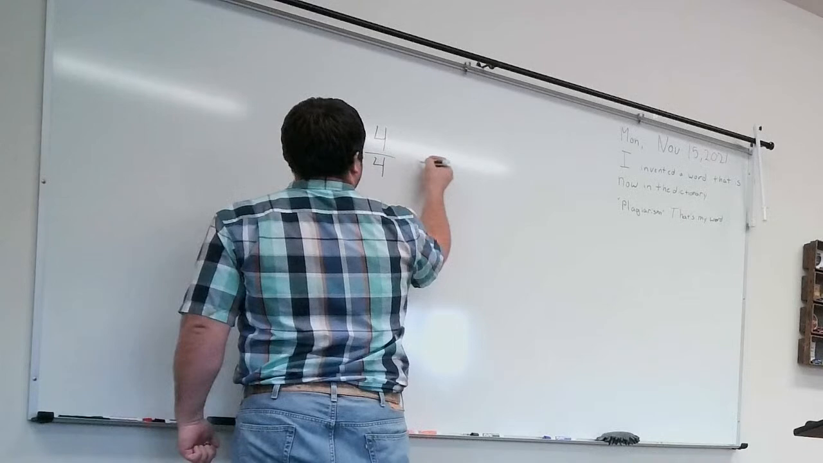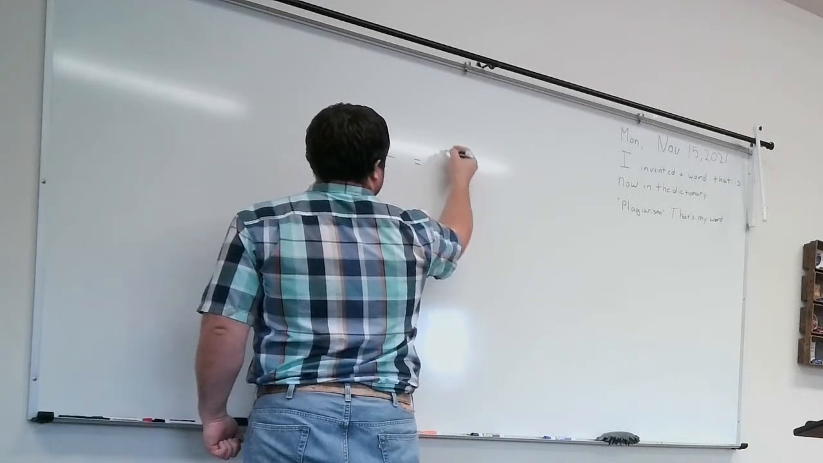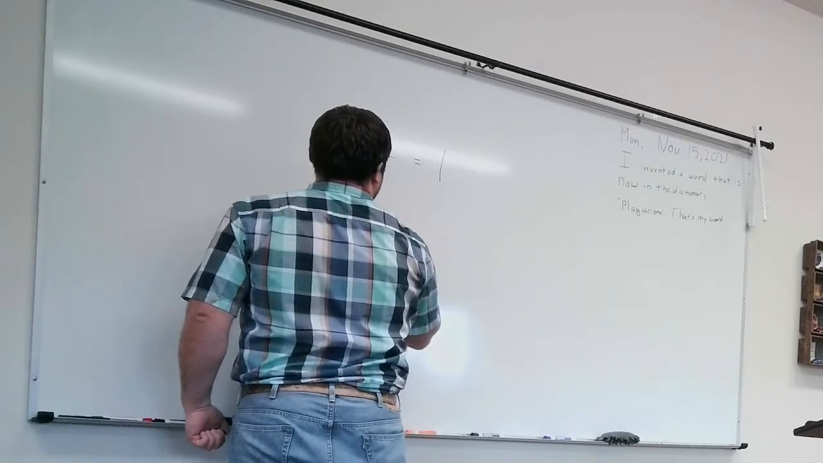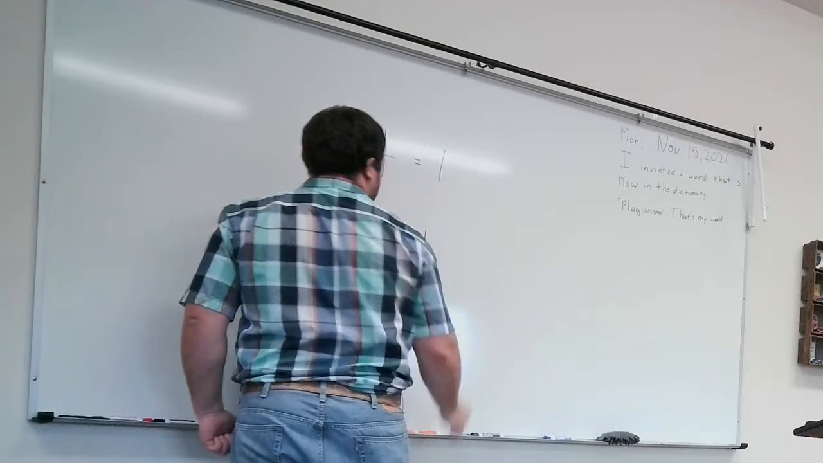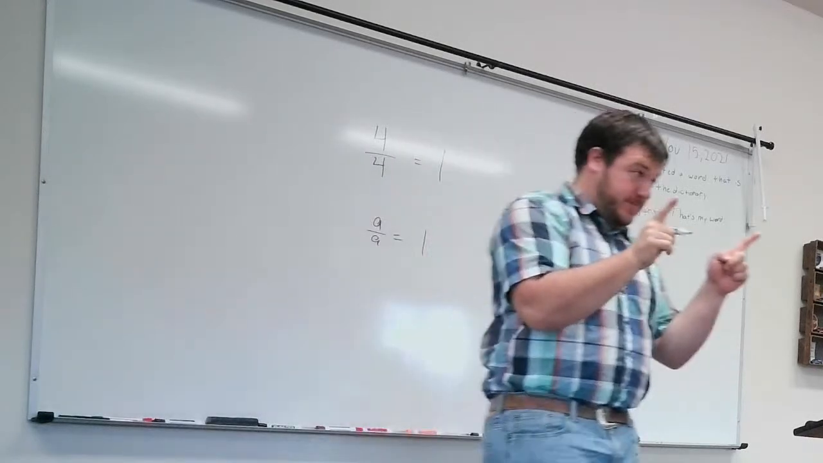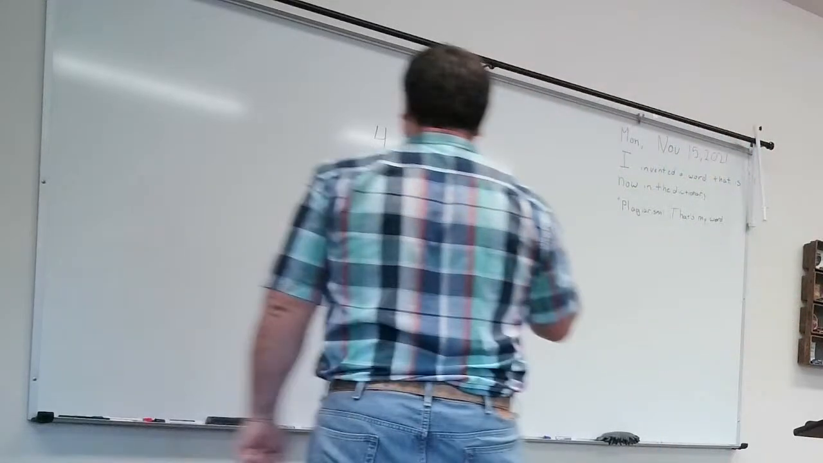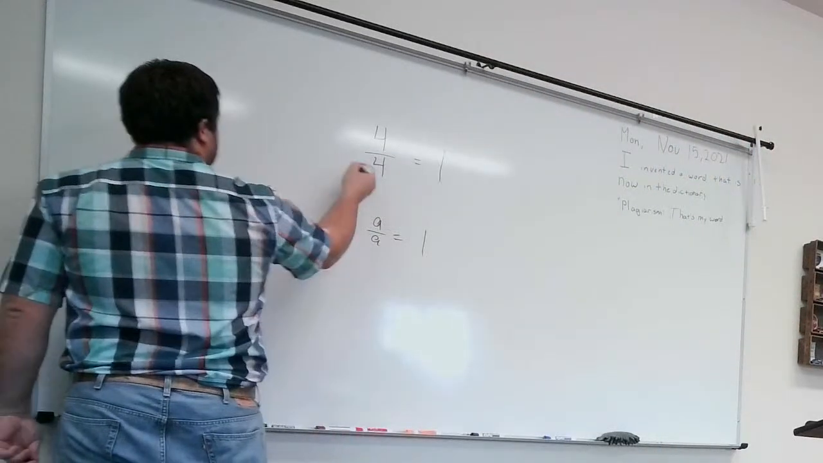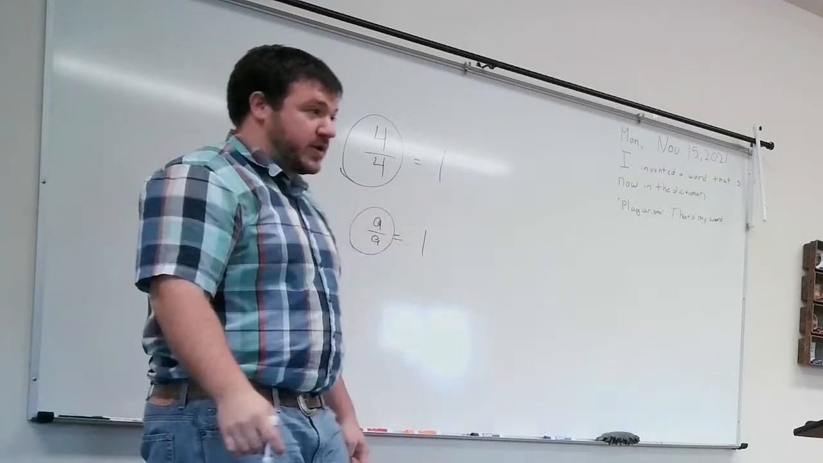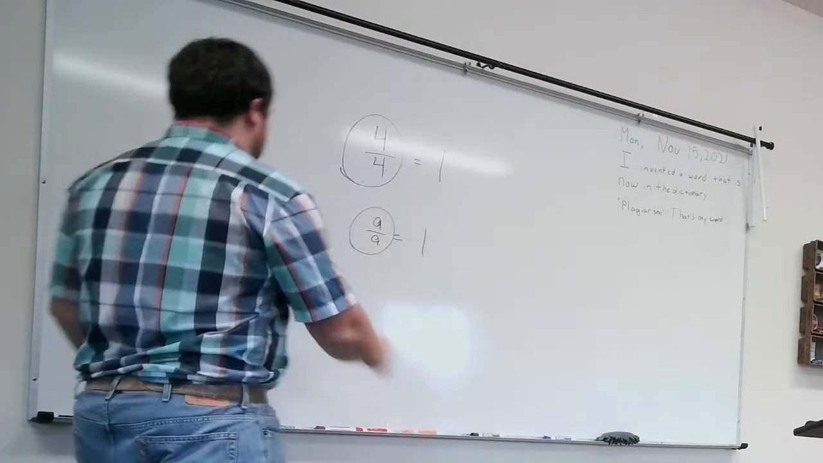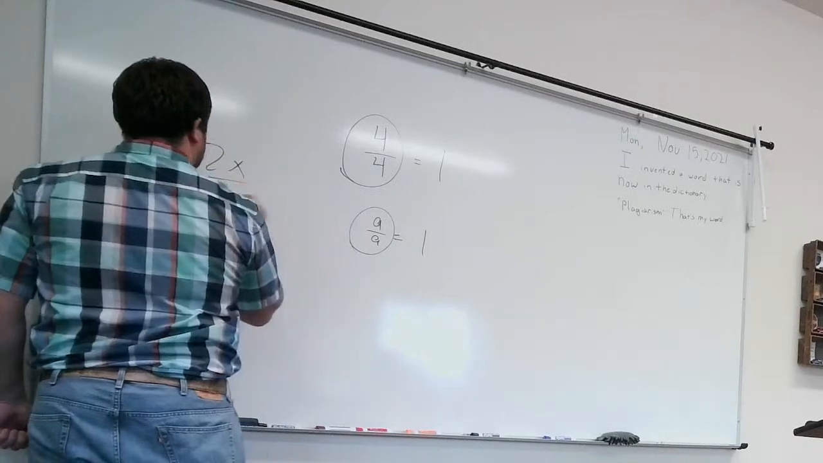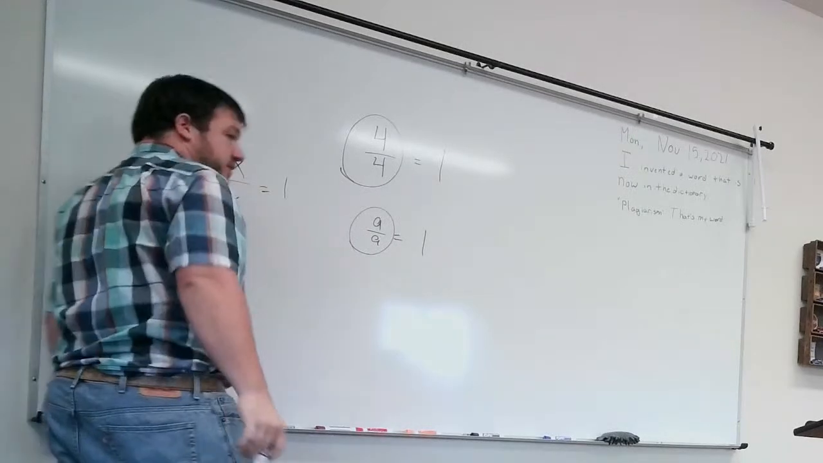4 divided by 4 equals what? One, because A divided by A equals what? 1. Any number divided by itself, be it real or imaginary, equals 1. 2x over 2x equals 1. It's a rule.